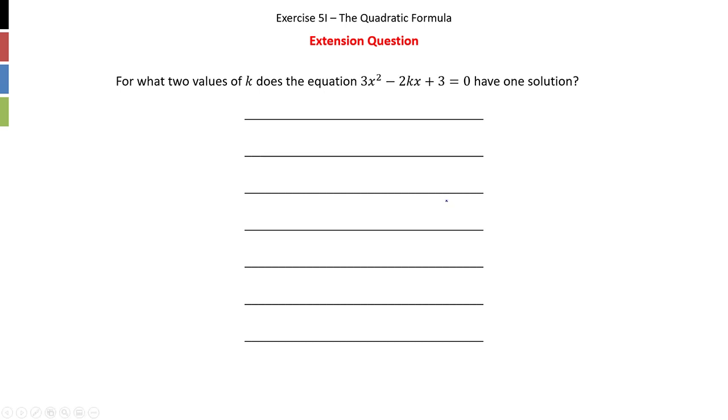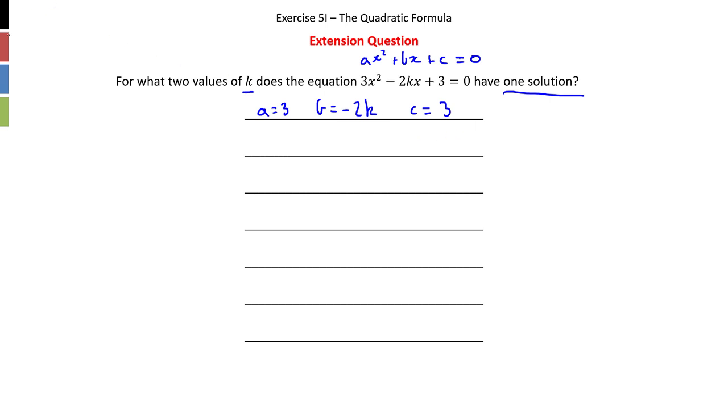Okay, extension question. For what 2 values of k does the equation negative 3x squared minus 2kx plus 3 equals 0 have one solution? Okay. So what's going on here is we have a equals 3, b is equal to negative 2k, and c is equal to 3, that's in our quadratic, ax squared plus bx plus c equals 0.